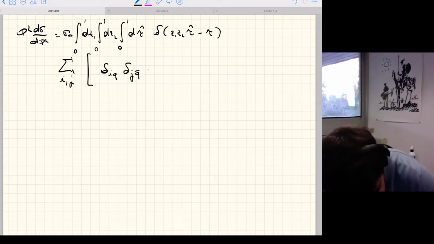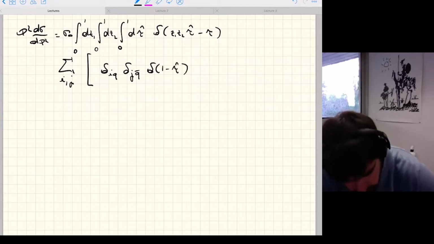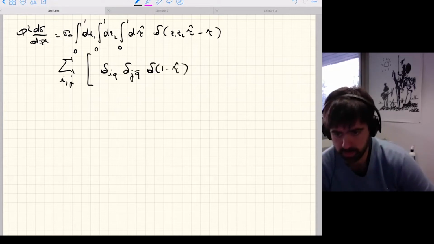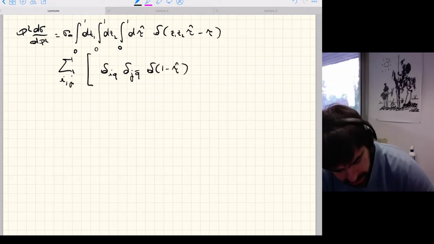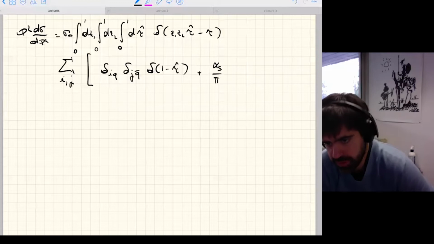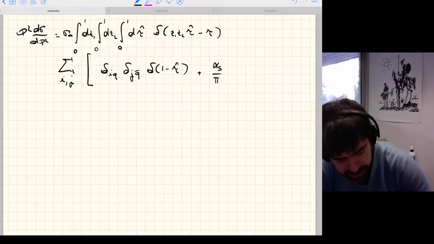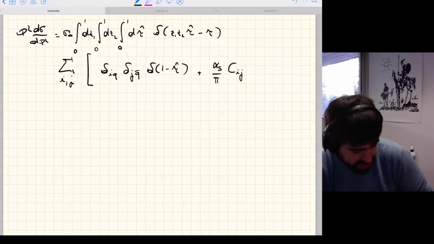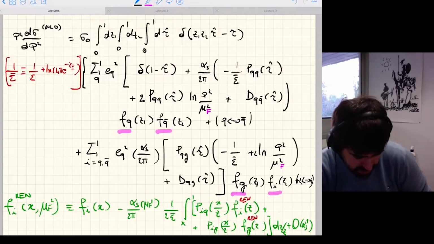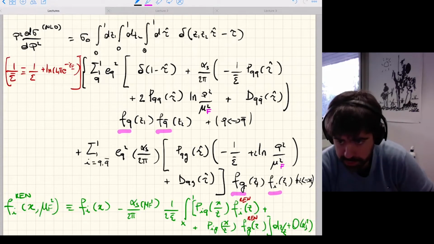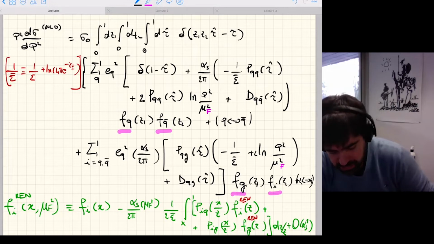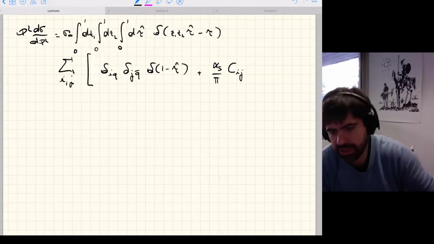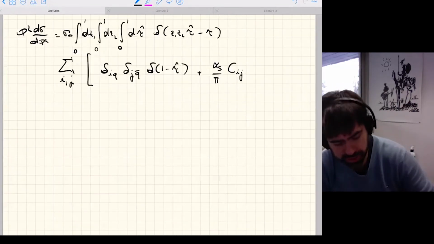And then the kinematics is constrained to be delta of 1 minus tau hat. Then I have the alpha s over pi correction, let me write it this way. And I'm going to change the name: these are usually referred to as coefficient functions. These are related to this d which I've written, but also contain this log of q squared over mu f contribution. So that's why I changed the name. I just call them C. And these are fairly common names. These are called coefficient functions.